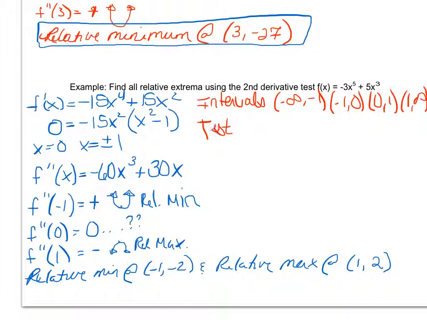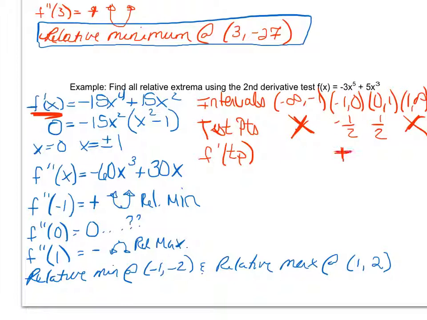And I'll pick test points. Again, notice the only one I care about is this middle one here. I want to know what's happening at 0, so I don't have to worry about these two intervals. So let's say that I pick -1/2 here and +1/2 here. I will plug my test points, because I'm back to my first derivative test, into my first derivative. So when I plug -1/2 into my first derivative, I notice that I get a positive. And when I plug +1/2 into my first derivative, I also get a positive.